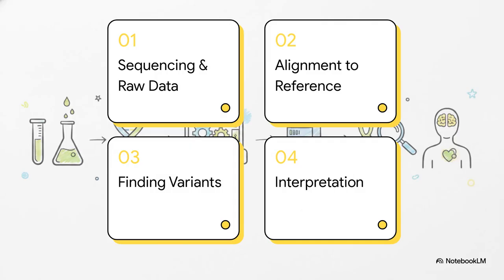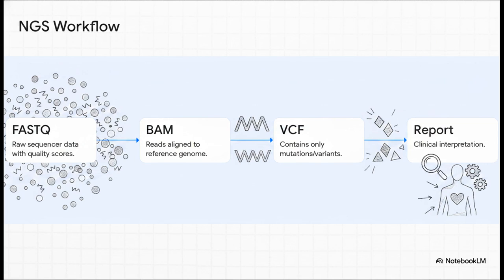So here is our roadmap for today. We are hitting 4 main stops. 1. Sequencing and raw data. 2. Alignment to the reference. 3. Finding variants. And 4. Clinical interpretation. Okay, let's dive right into this.